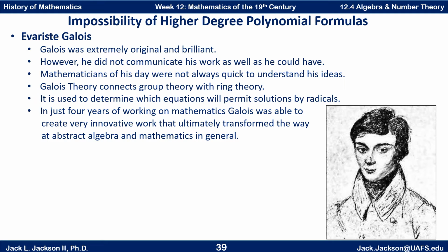But eventually, once they were understood, his Galois theory is an important area of abstract algebra that connects group theory with ring theory. He was also very influential in the foundations of group theory. He was one of the first ones to give a definition of an abstract group. And Galois theory is used to determine which equations will permit solutions by radicals. It can also prove that there are no general fifth degree and higher formulas. And in fact, it's his approach that is typically used to show that proof.